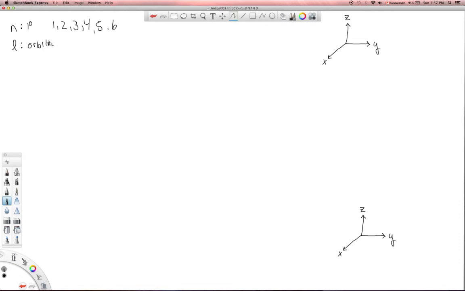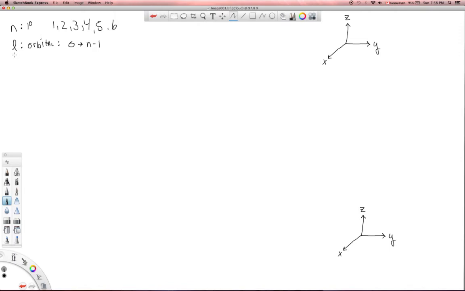The orbital, or the azimuthal quantum number. My computer is really slowed down for some reason. It's kind of lagging there. And we generally say the general rule for L is that L can go from 0 to n minus 1. So if I have n equals 1, then the only value of L I can have is 0. And again, L is quantized: 0, 1, 2, 3, 4, etc.